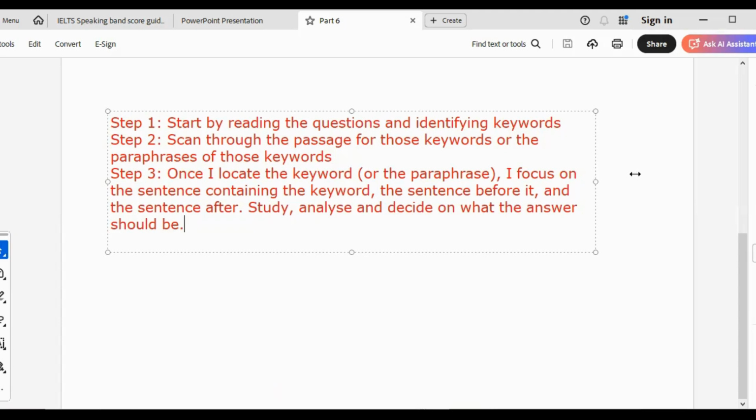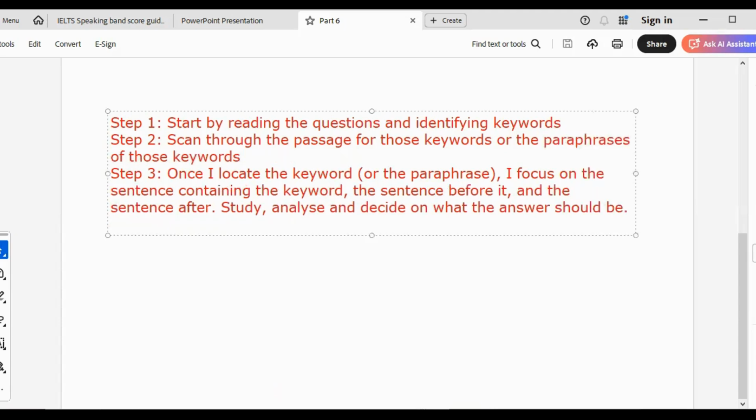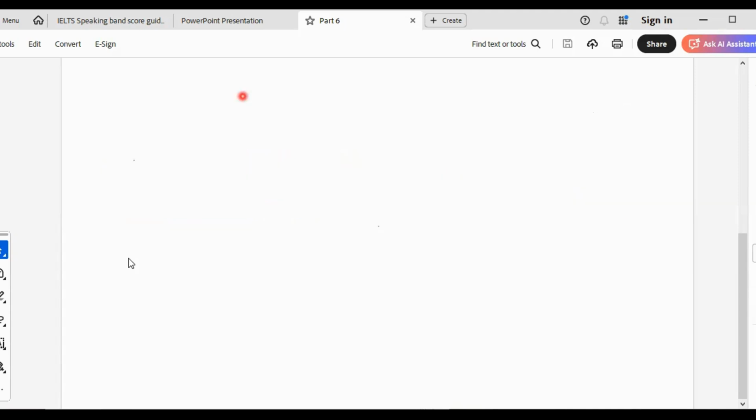So I'm going to go through a full reading test now. I'm going to be solving Cambridge IELTS, I think it's Cambridge IELTS 20. I'm going to share my screen in a moment. Cambridge IELTS 20 academic test 4. That's what we're going to be dealing with.